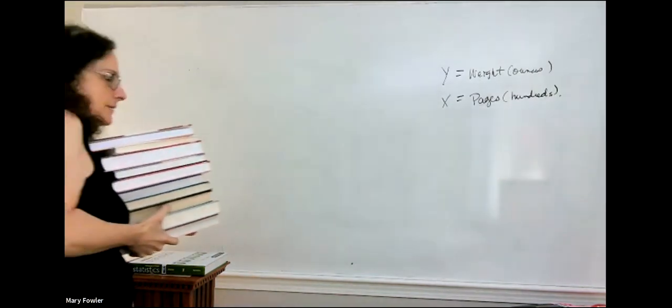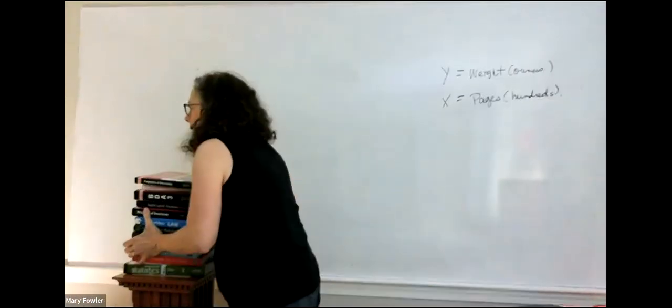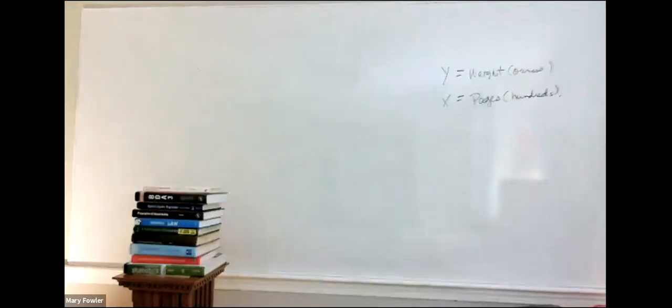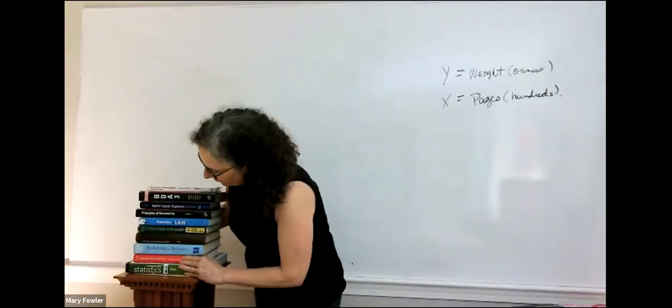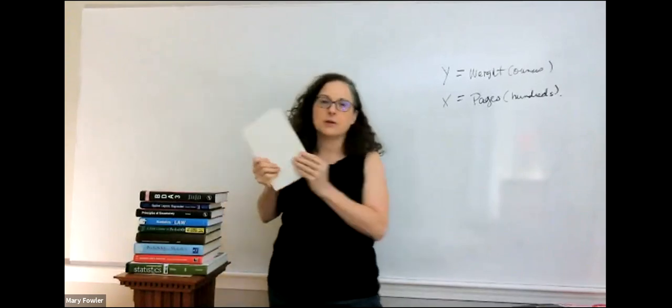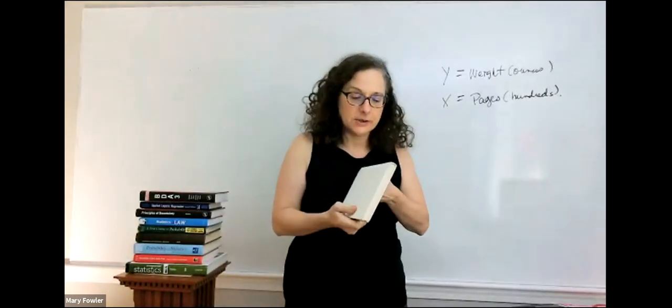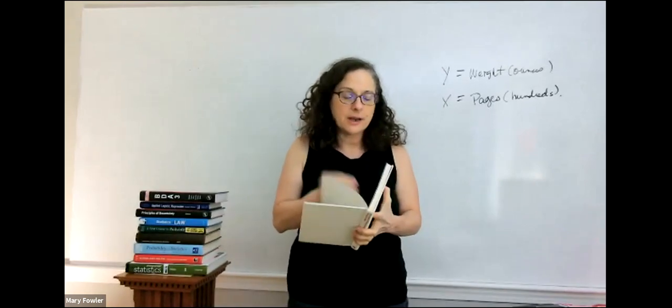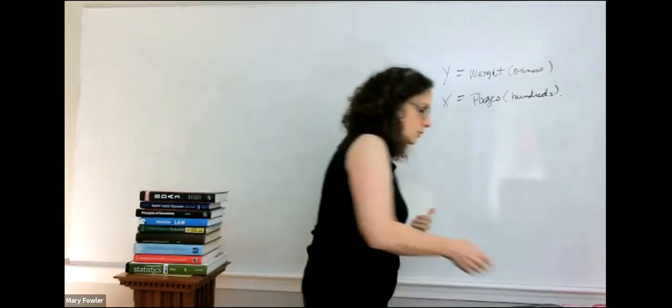Woo, 10 books. All right, so I'm going to use these 10 books. I'm going to look at this book here. This is the smallest book on top, so it's easiest to handle. This book has 198 pages.